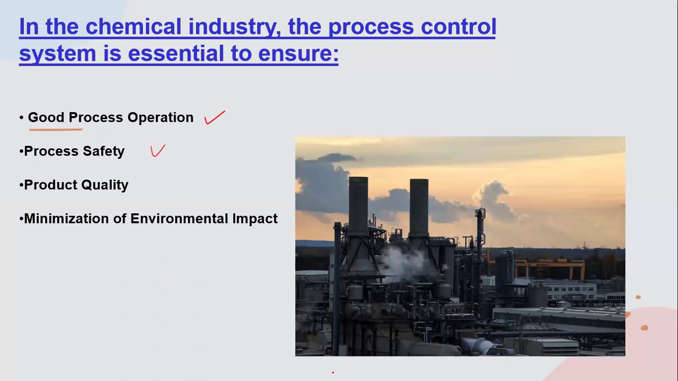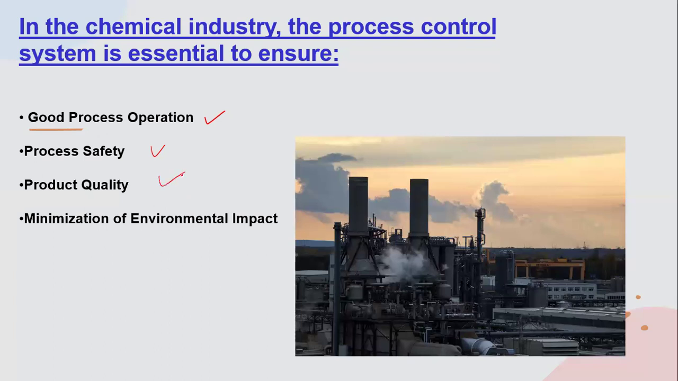We need to make sure that as chemical engineers, the equipment, the process, everything is safe. Because if it is not safe, then it won't function properly. And then number 3, again, we're referring to the product quality.